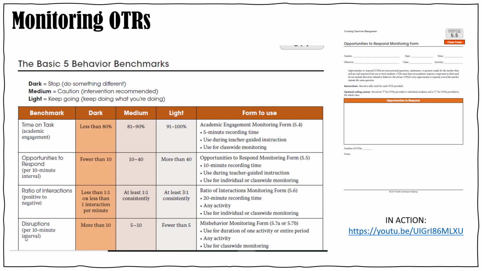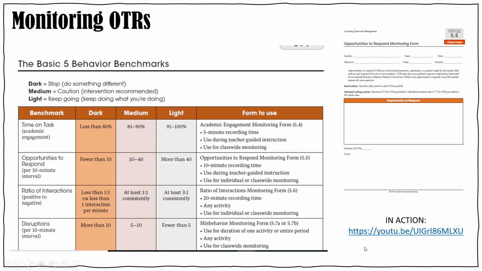And then you also want to look at disruptions. So there's a misbehavior monitoring form. Use one for duration of one activity or entire period. If you have more than 10 disruptions, something different. You need to change something up. 5 to 10, something to be aware of, and fewer than 5, then you're doing awesome. So these are just kind of, they call them the 5 basic behavior benchmarks. And like I said, you guys can kind of go Google them. There's forms for each of these, and you guys can look at that.